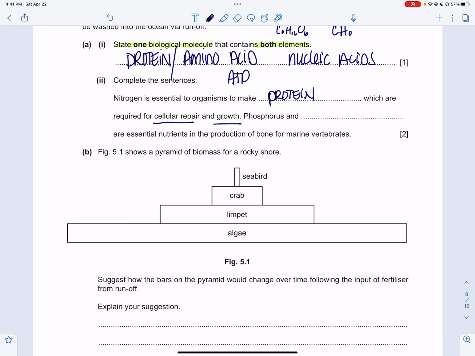Phosphorus and blank are essential nutrients in the production of bones for marine vertebrates. Bone is calcium phosphate. And I think there's maybe a -3. I don't know, because it is not demanded to know. Phosphorus and calcium. Bones are calcium phosphate. Calcium carbonate is shells and corals.